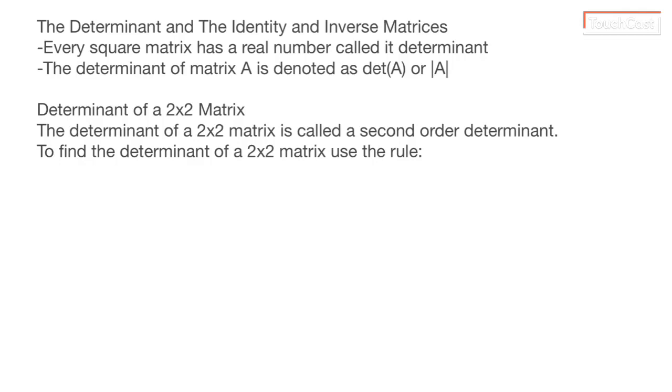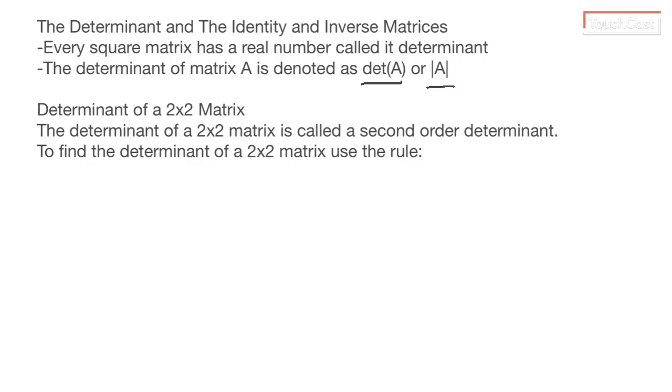Every square matrix does have a real number that we call its determinant, and the determinant of a matrix, we'll just call it A, can be denoted in two ways. It can be noted as det A, for a determinant of A, or we can use what looks like absolute value symbols, but it represents a determinant of a matrix. Now if we have a 2 by 2 matrix, it's called the second order determinant when we find its determinant.